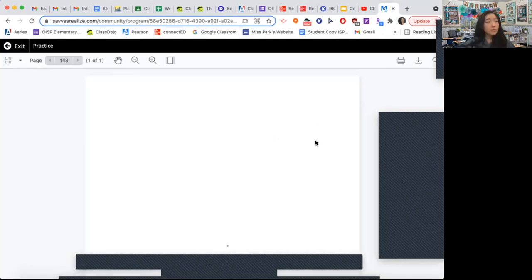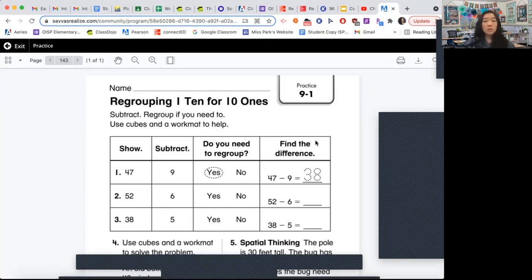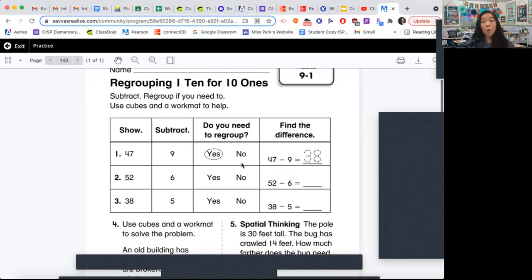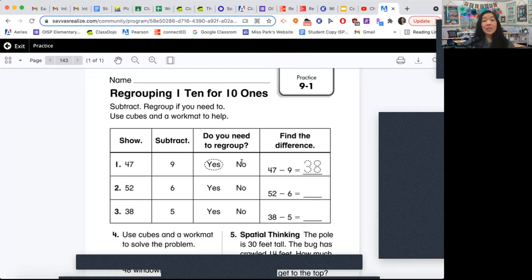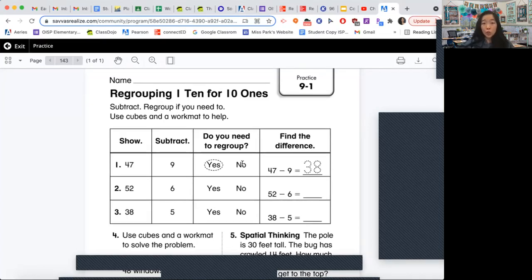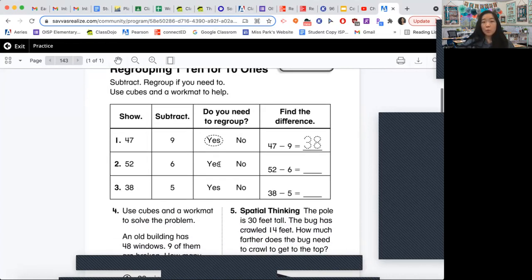All right, here is our practice. Regrouping 1 ten for 10 ones. Subtract, regroup if you need to, use cubes and a work mat to help. All right, so number 1, show 47, subtract 9. So let's go ahead and get out our blocks.